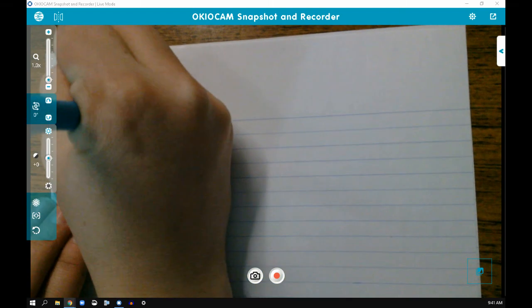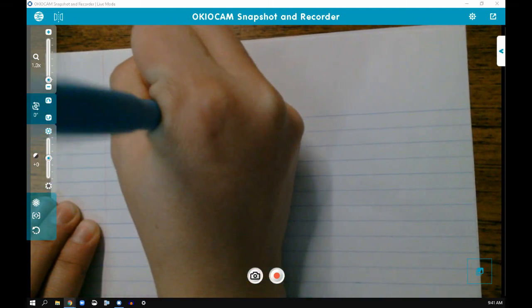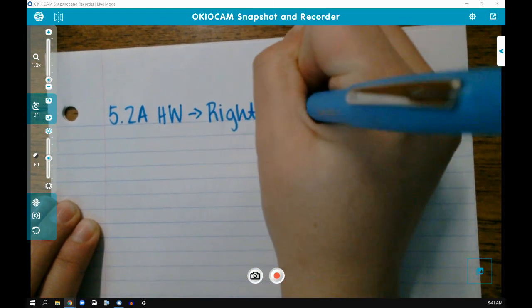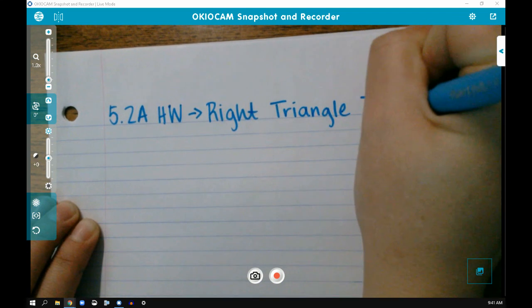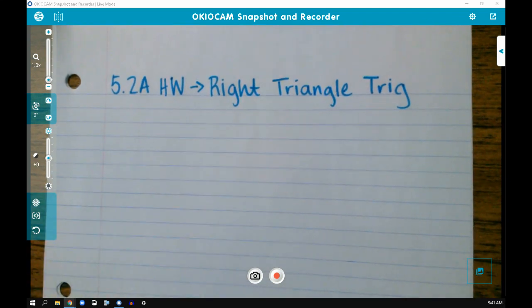This will match up with your 5.2a assignment. And we are starting right triangle trig. 5.2 will be split up in a lot of sections, but this is just our preliminary start. So first things first, let's label a right triangle.